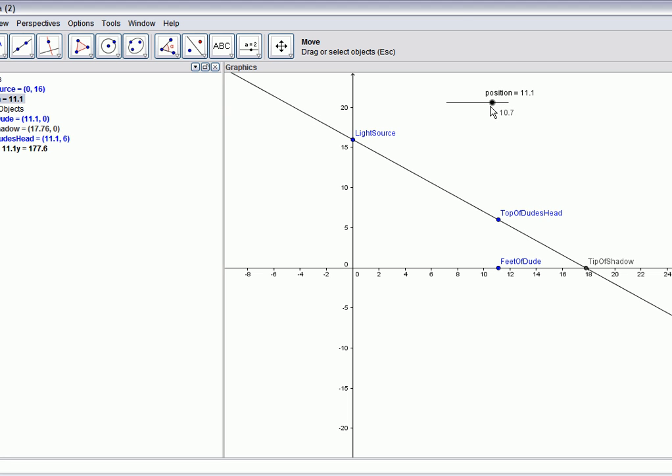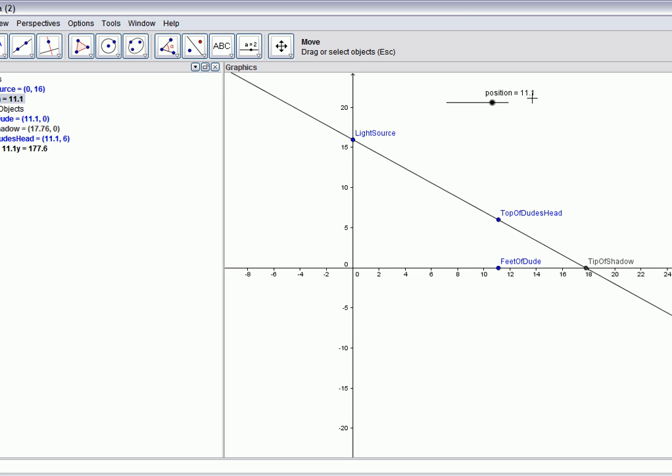I think it's 6.6. So anyways, what we were looking at is every time, let's say I change his position by 1, what was the length of his shadow doing? Well, every time the length of his shadow was changing by the same amount. So students started saying, the rate at which the length of his shadow changes actually doesn't have anything to do with how far away he is from the light source.